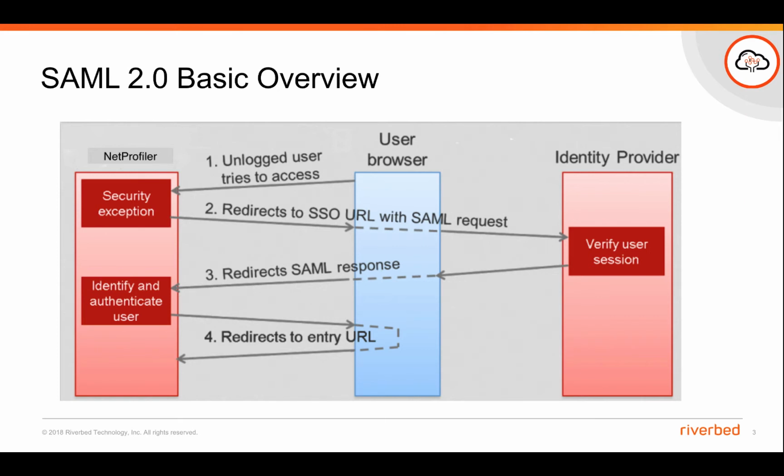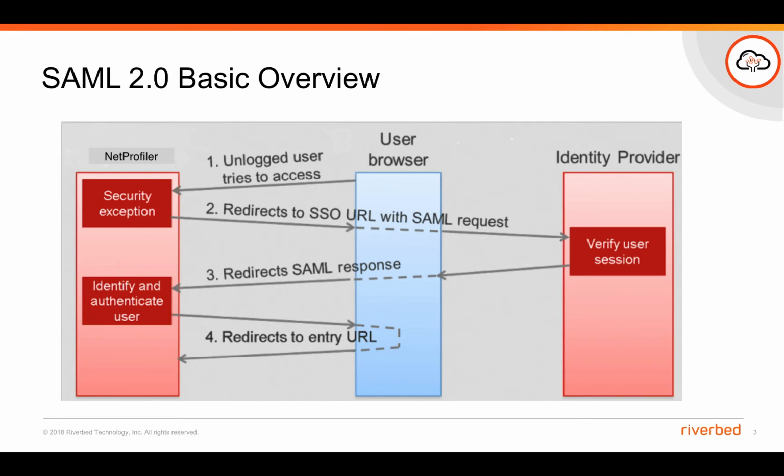The identity provider does verification of the user session. It can use LDAP in the backend and basically redirects this SAML response to the service provider, which identifies the user, and the user either gets logged in or it gets rejected. This whole operation is transparent from the user perspective.